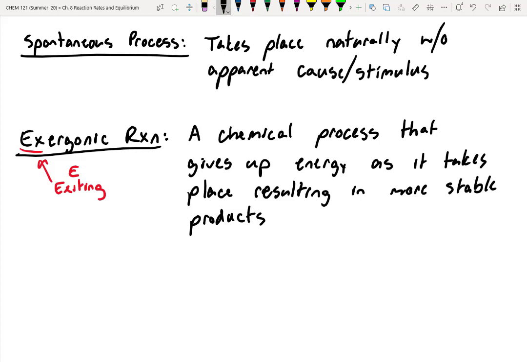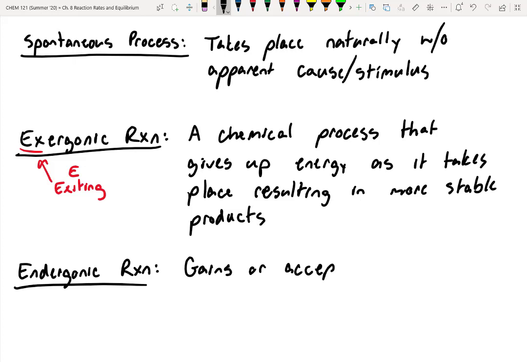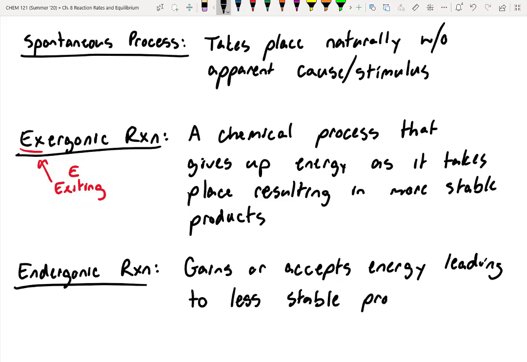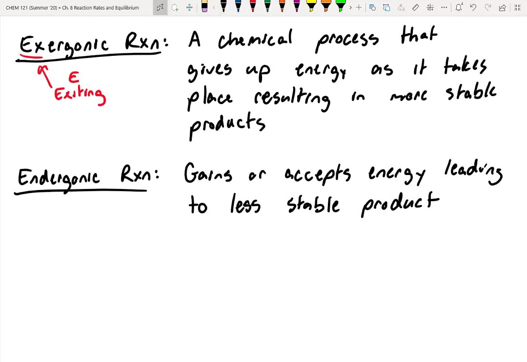All right, let's do the next one. Okay, endergonic. An endergonic reaction is essentially the opposite. So it is a process that gains or accepts energy, leading to less stable products. And because we're getting less stable products, this is simply referred to as a non-spontaneous reaction.